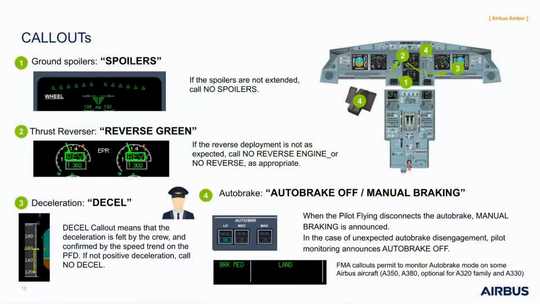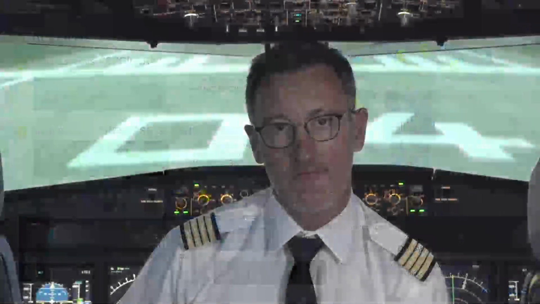Finally, we would like to add that on some aircraft, FMA callouts permit to monitor auto brake or BTV mode: A350, A380, optional for A330, 340 or 320 family. Now, to better understand the importance of these callouts, we propose to observe the application in abnormal configuration through two examples.